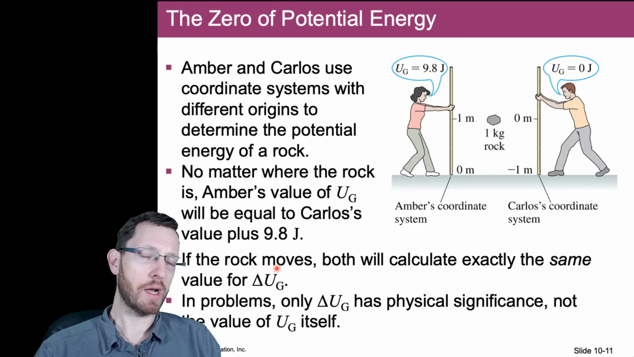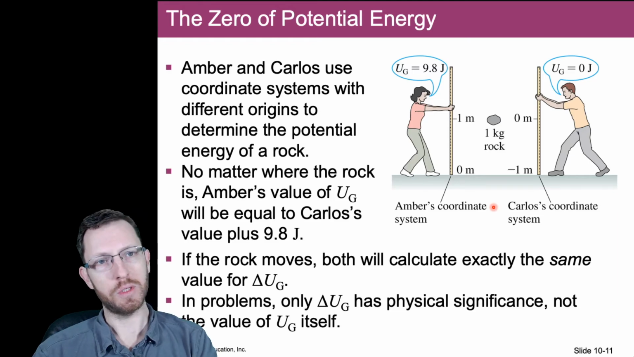So if the rock then moves, notice that they'll both calculate exactly the same change in potential energy. Imagine we move the rock down. Well, now Amber would say that the rock has 0 potential energy because it's at her 0 point, and Carlos would say it would have negative 9.8 joules of potential energy. And if they took that final potential energy minus the initial potential energy, they would both find that they've lost 9.8 joules of potential energy.